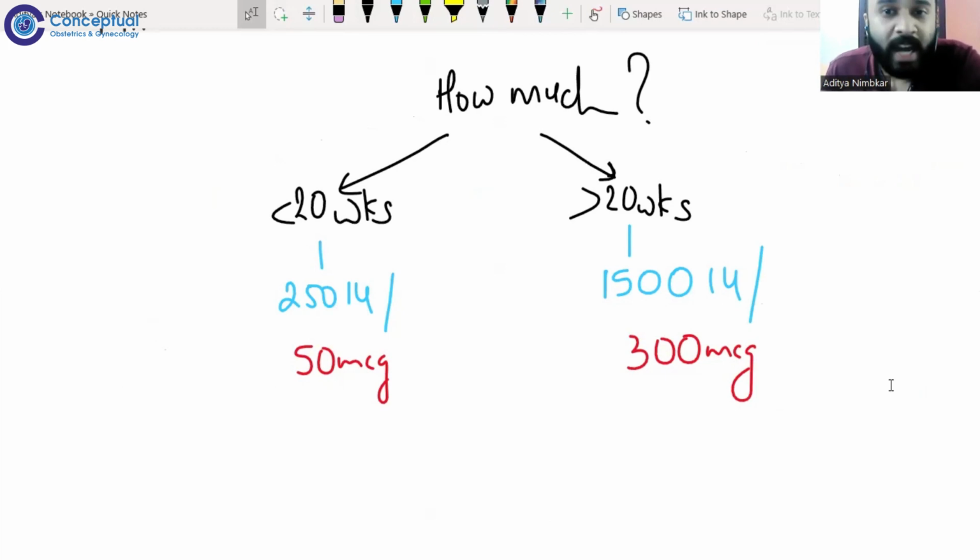So, the AADP, the routine antenatal anti-D prophylaxis that we give at 28 weeks, as well as the postpartum injection that we give to all our females who are Rh negative, the dose is going to be 300 microgram.